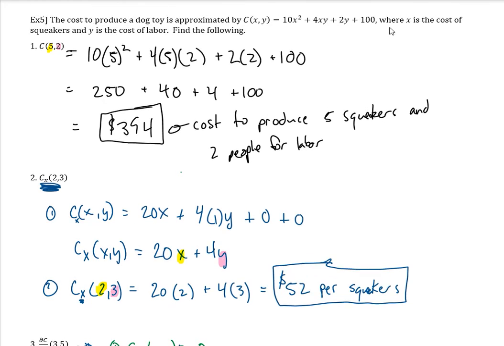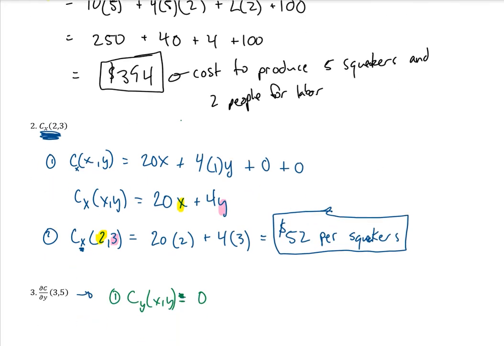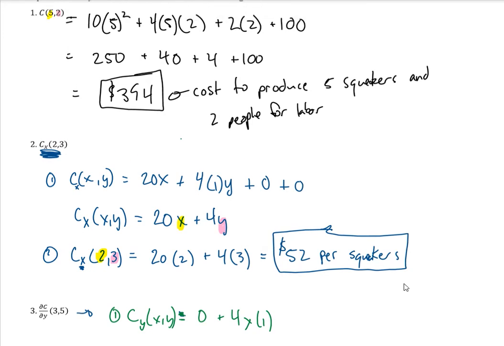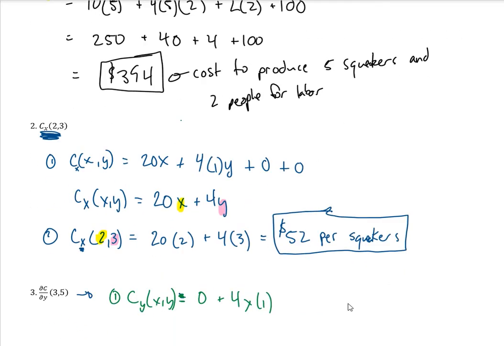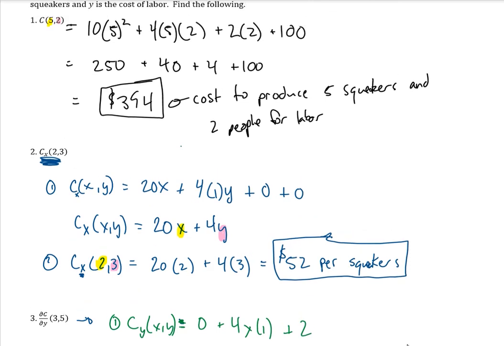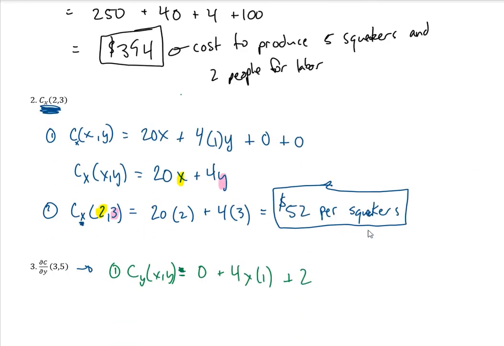And then we have the derivative of 4xy. That would be plus 4x, and the derivative of y is 1. Then the derivative of 2y would be 2, so plus 2. And the derivative of 100 is a constant, so the derivative of a constant is still 0. So our partial derivative with respect to y simplifies to 4x plus 2.